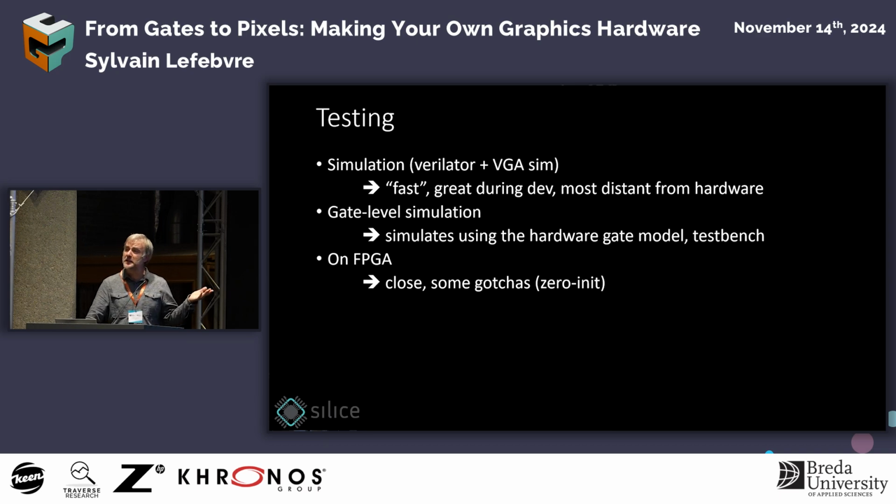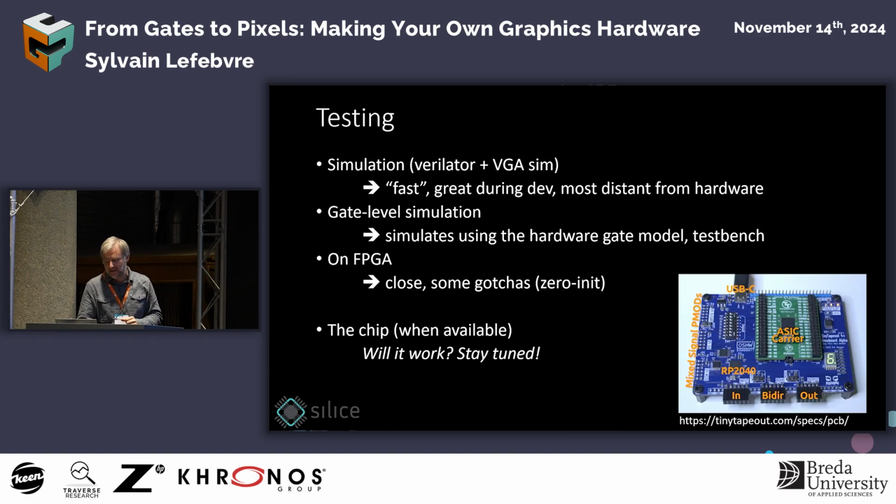And then you can run on FPGA, which is what I did with this particular design. You're very close to the hardware because that's actual hardware you're running. It has some gotchas because the FPGA will initialize wires to 0 normally, or to some value you specify, which is not happening in hardware, and I actually got bitten by this in one of my designs. And then you can try on the chip. This is what I hope to be receiving at some point, which is the chip on an ASIC carrier, and then you plug it into a special PCB, and hopefully it works.